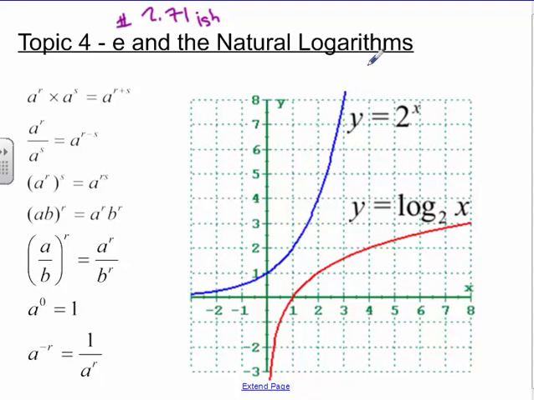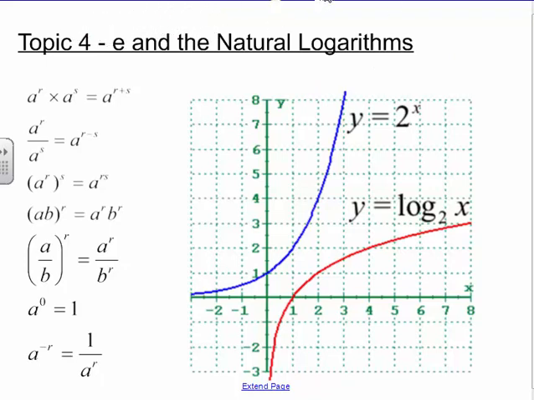So I love the title of the notes, by the way, today. E and the natural logarithms just sounds like a really nerdy band name for math teachers. If we were to form a math teacher's band, we would call ourselves E and the natural logarithms. So, all right, anyways, getting off topic.